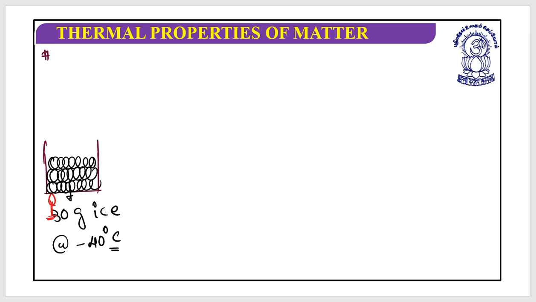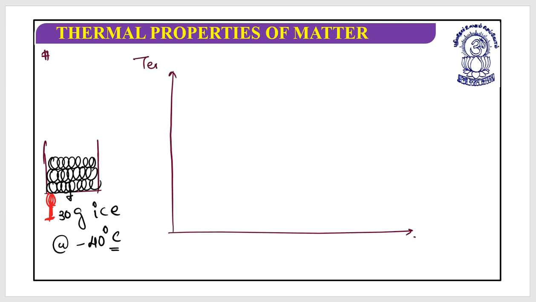I am heating it up. Shall I rewrite this? Yes, it's a 30 gram ice. So I am heating it up constantly, and I'm going to plot a graph for this situation, for the temperature versus energy, or I should say time.